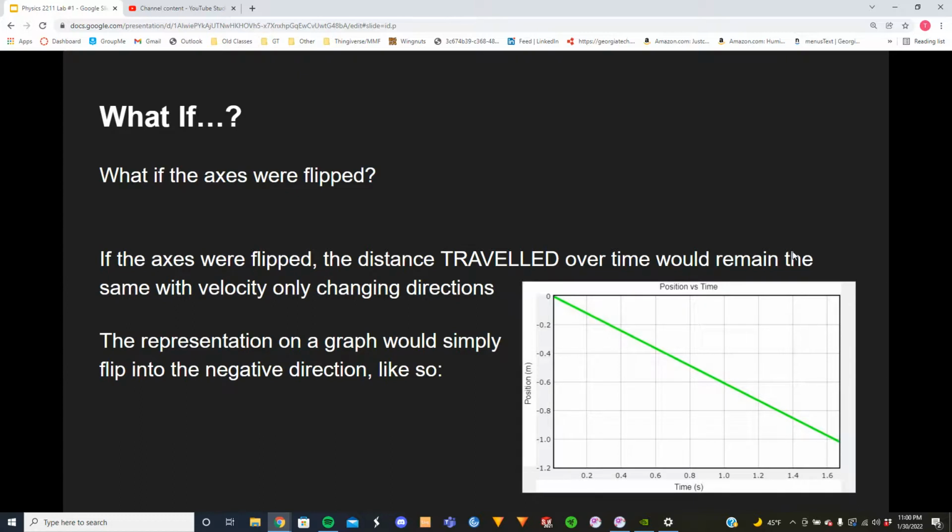Now, what if the axes in this experiment were flipped? If the axes were flipped, the absolute value of the distance traveled over time would remain the same, with velocity only changing its direction. The representation on a graph would simply flip into the negative direction like it does here on the bottom right. Now, note that the time doesn't actually change into the negative direction, given that it is an independent variable here.